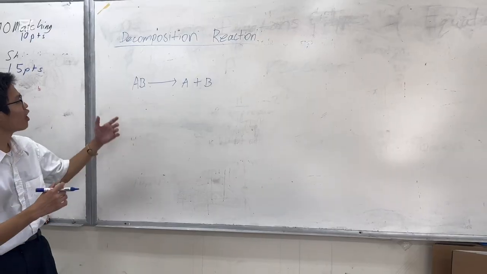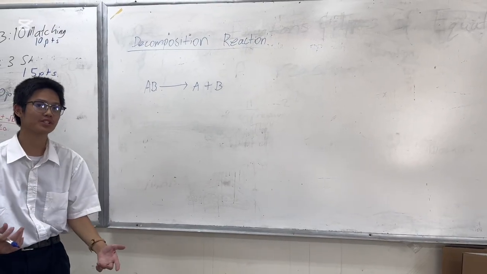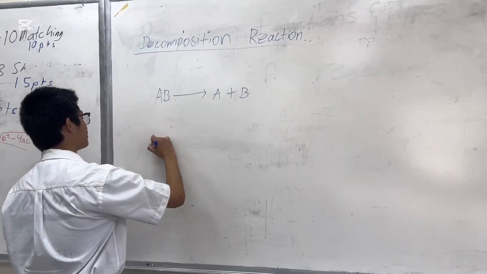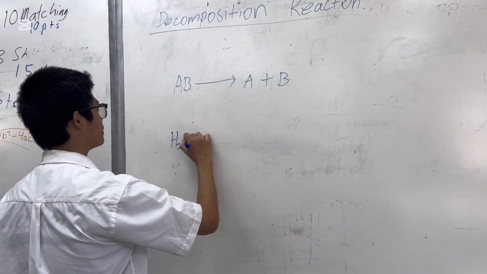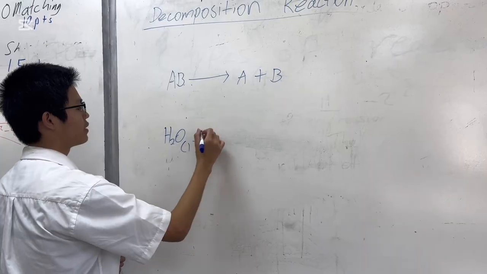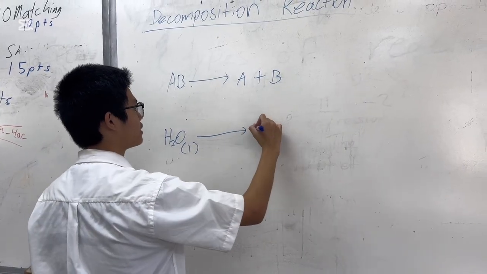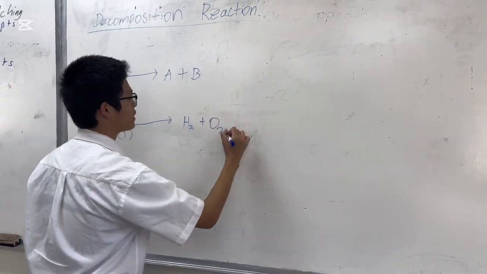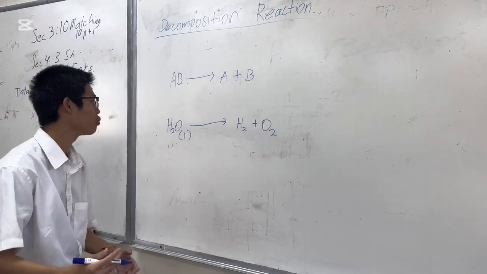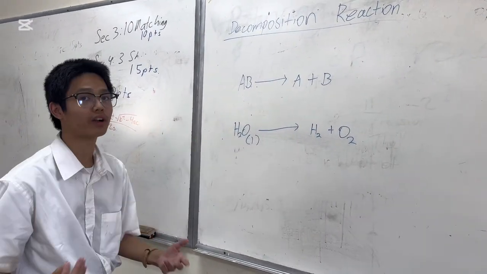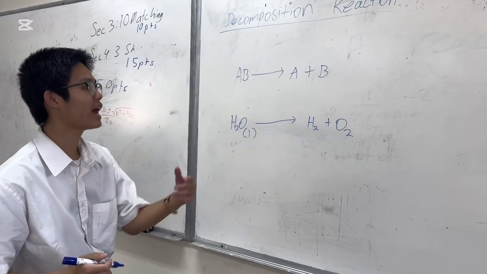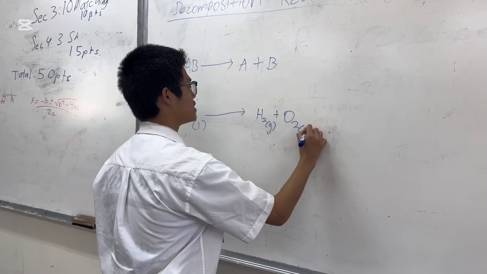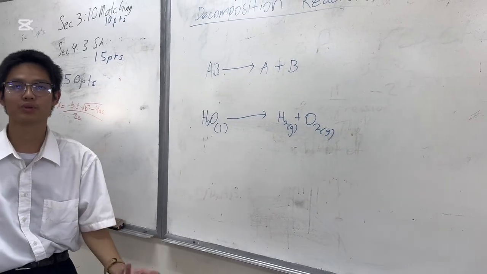Alright, now that we know our general form of a decomposition reaction, let's run through a quick example. Here, we have H2O, which is a liquid, breaks down into hydrogen gas and oxygen in an electrolysis reaction. So when electric current is run through water, it breaks down into hydrogen gas and oxygen. So the state symbols would be G and G. And H2O is just a liquid.